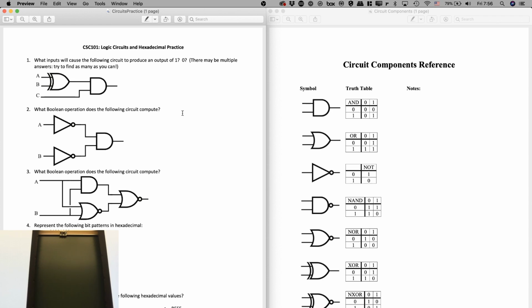Okay, so think about it this way. Under what circumstance is A or B false? If both A and B are false, right? So and or kind of have an almost opposite relationship to each other. And that's what we've, in a sense, just sort of discovered with circuit number 2. Okay, good. Any questions? What questions do you have on circuit number 2?